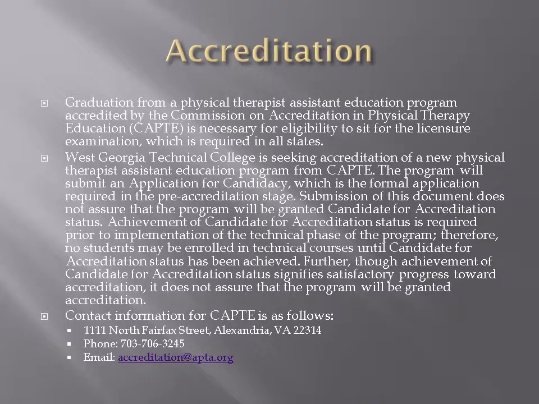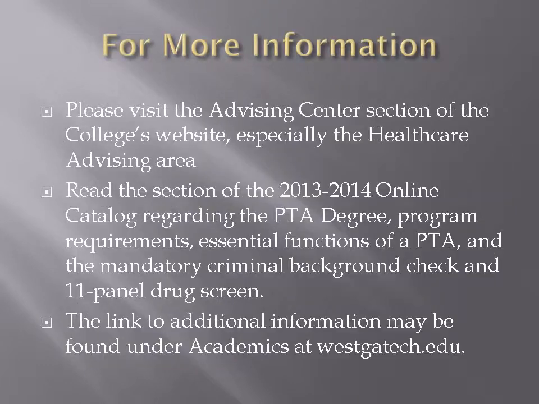1111 North Fairfax Street, Alexandria, Virginia 22314. Phone number is 703-706-3245, and email address is accreditation@apta.org. For more information, please visit the Advising Center section of the college's website, especially the Healthcare Advising area.